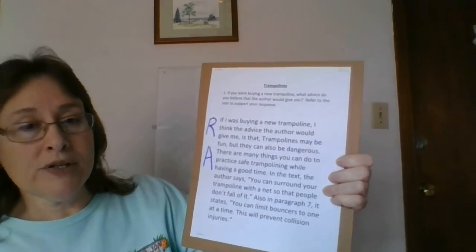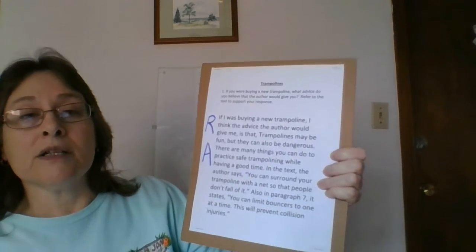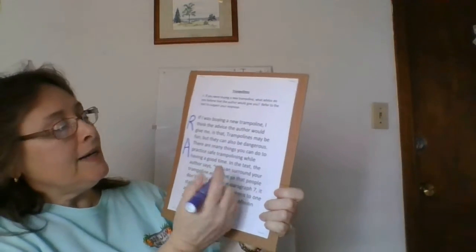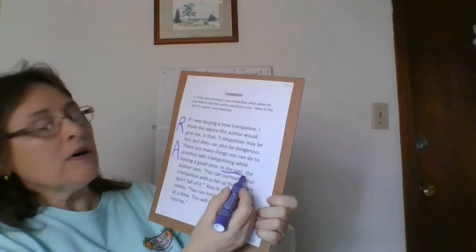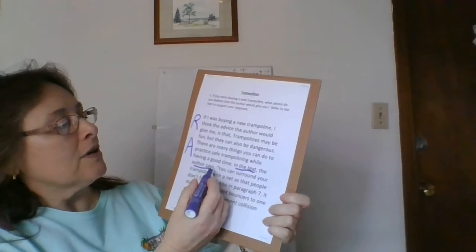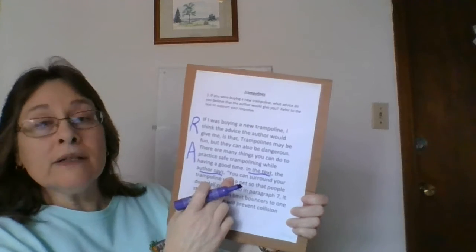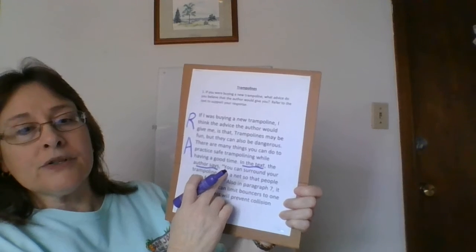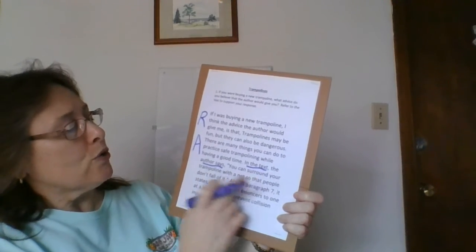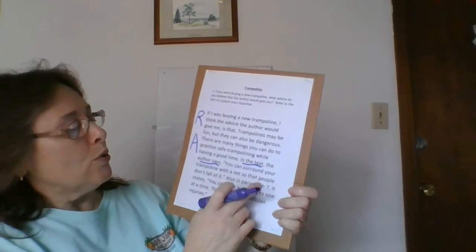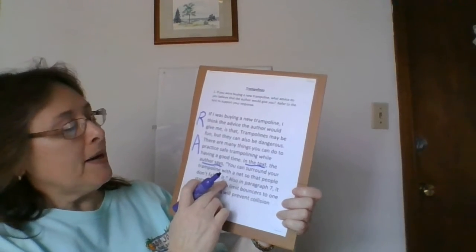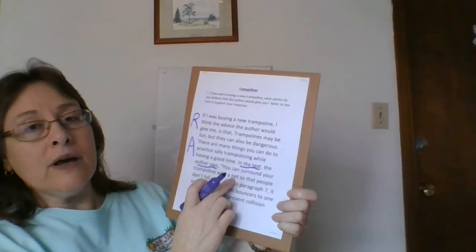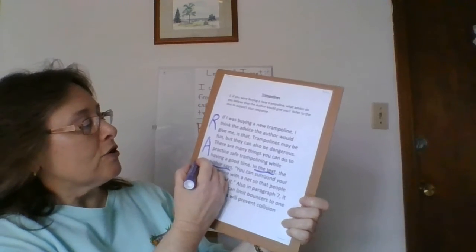I answered the question. Now I need a detail, specifically evidence from the text. So I use the sentence starter. In the text, comma, the author says, comma. Now because this came directly from the text, I needed my quotes. And I put quotes around the exact words that came from the text. You can surround your trampoline with a net so that people don't fall off of it. Period. Quotes. That surrounds word for word all the words that came from the text. So there's my first detail.